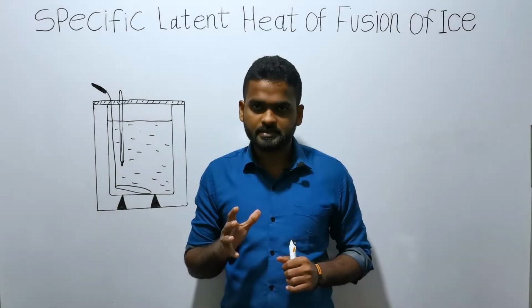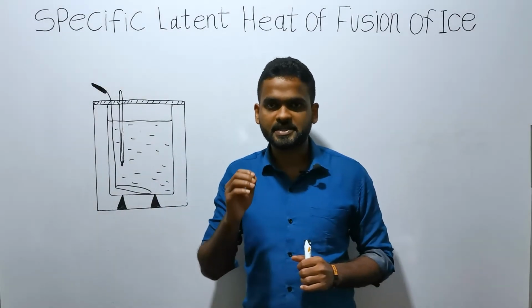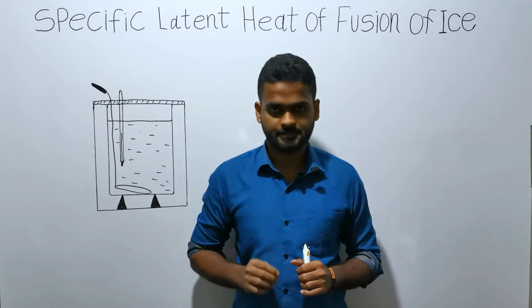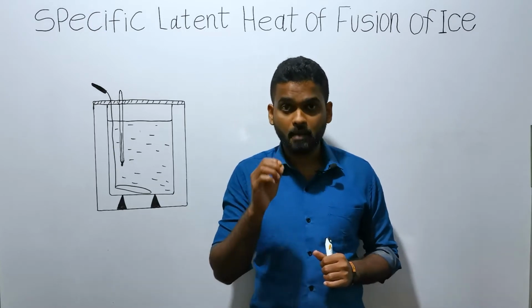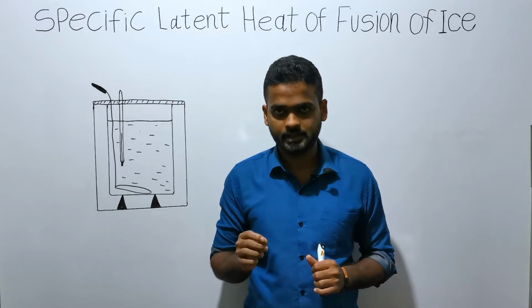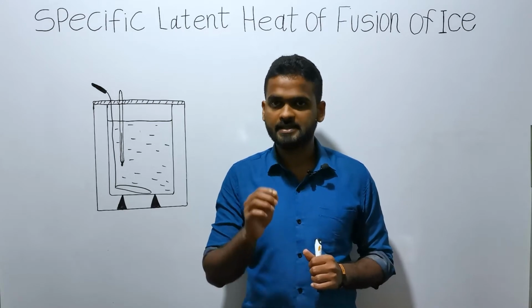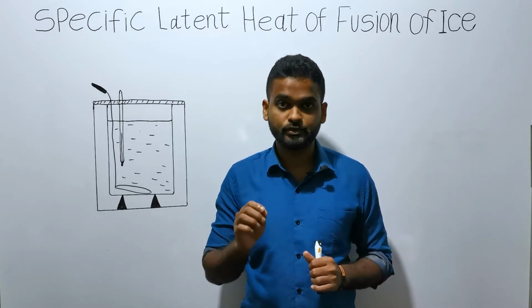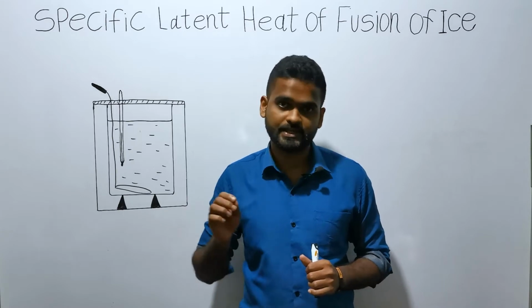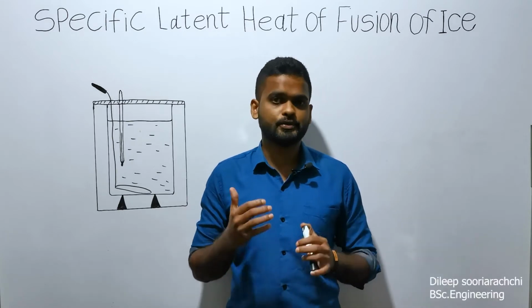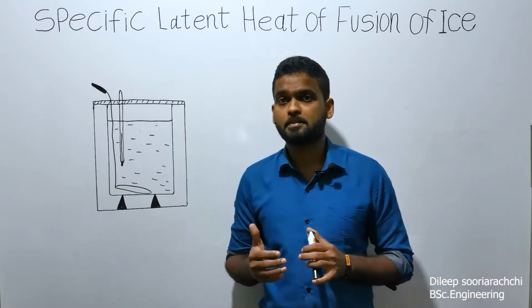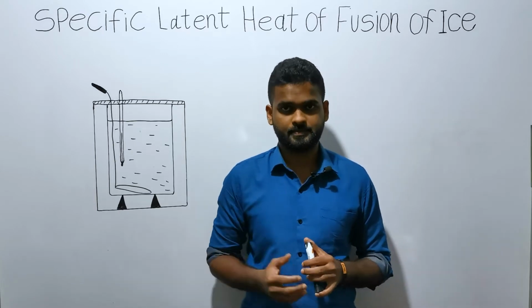In this experiment, we are going to find the specific latent heat of ice. Specific latent heat of ice is the amount of heat required to convert ice at 0 centigrade into water at 0 centigrade. So the method we are going to use for that is called method of mixtures.